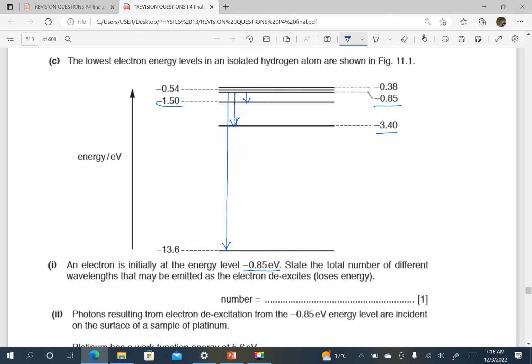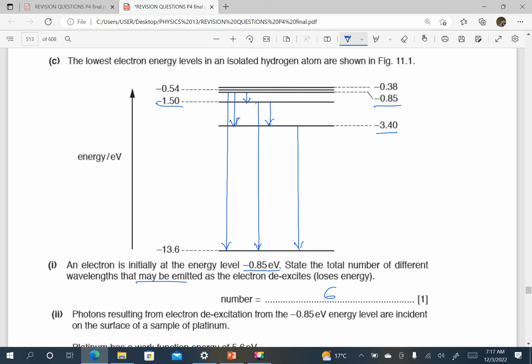It can again move from negative 1.5 to the ground state, or from negative 1.5 to negative 3.4. If it stops at negative 3.4, it may not stay there longer. It may again de-excite from negative 3.4 to the ground state. So you see that we have a total of six lines. The total number of different wavelengths that may be emitted is 6.